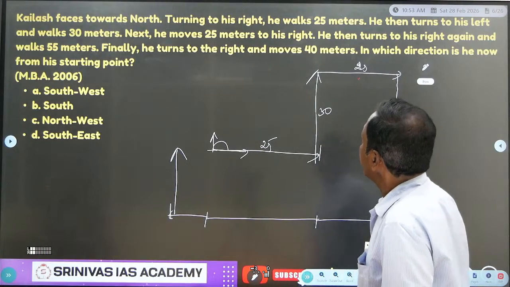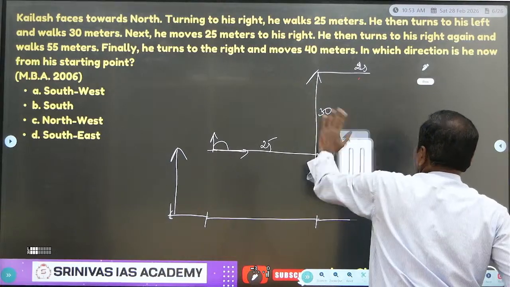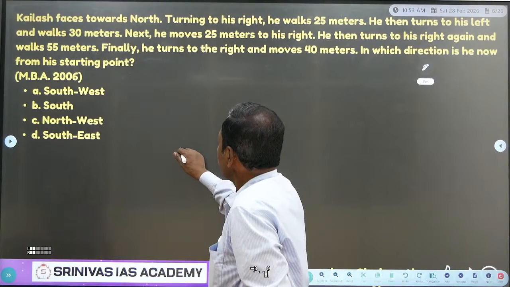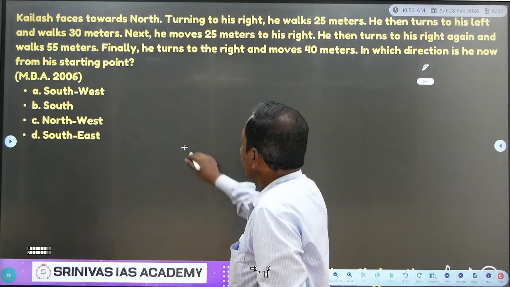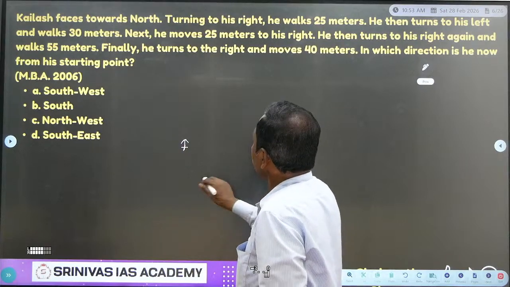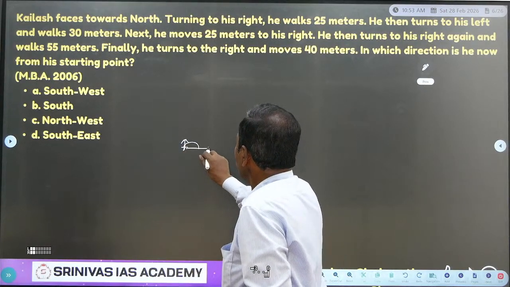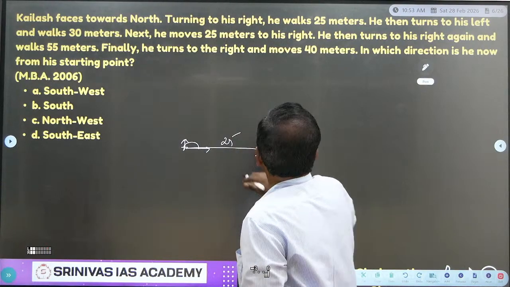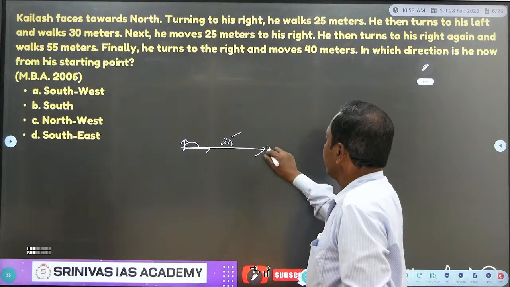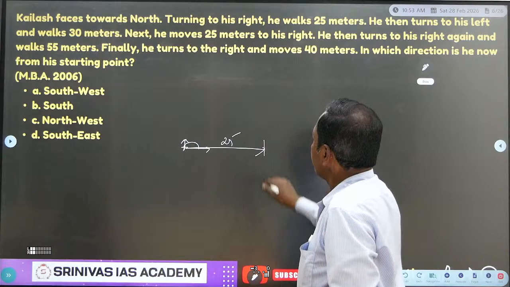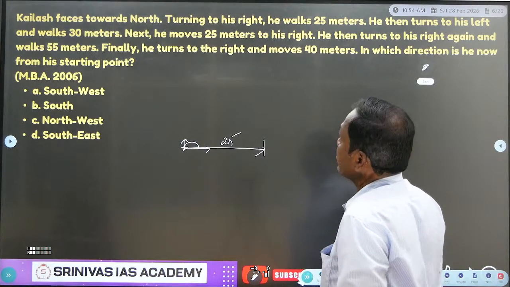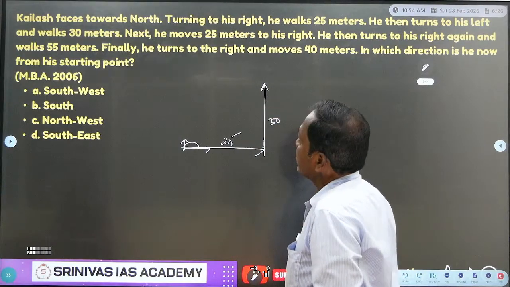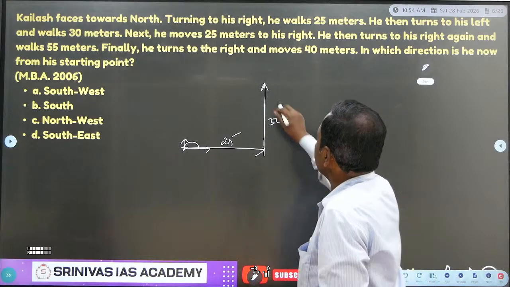Now we can write something. Facing north. Okay, turning to his right. Turning to his right, he walks 25 meters. This is 25. Okay. He then turns to his left, upwards, and walks 30 meters. This is 30. And then 25. He moves 25 to his right.